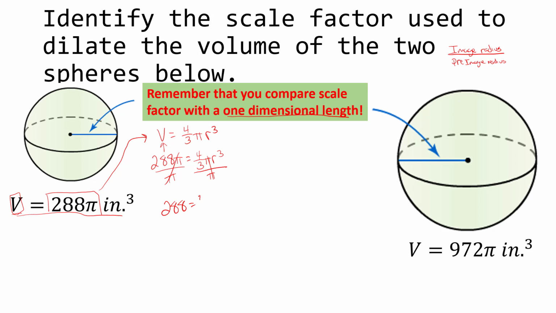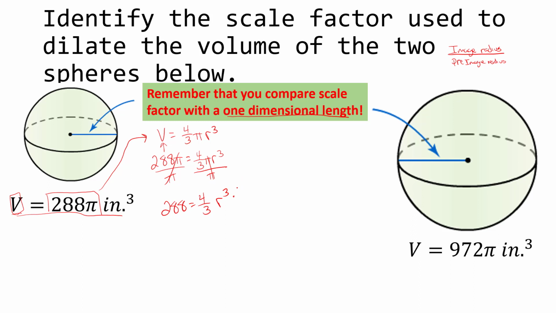288 is equal to 4/3 r cubed. Well, our other variable was r. But now that we've gotten rid of pi, all we have left is r. So we have 4/3 r cubed.